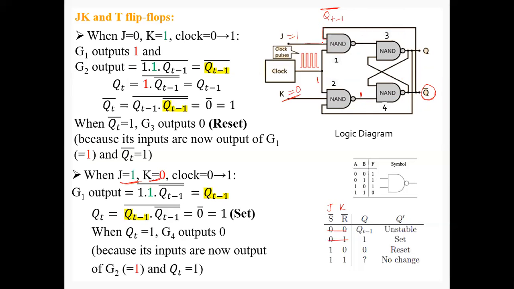You have j equals 1, and you have clock always 1, right? So this is 1, this is 1, this is 1. What do you get if you NAND all together? 1 times 1 times Qt minus 1 bar, which is Qt minus 1. So you get Qt minus 1 here. Qt minus 1. Make sense?